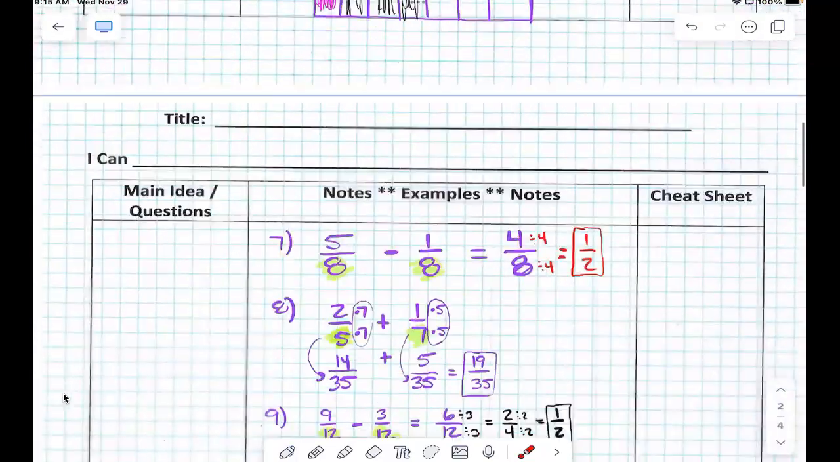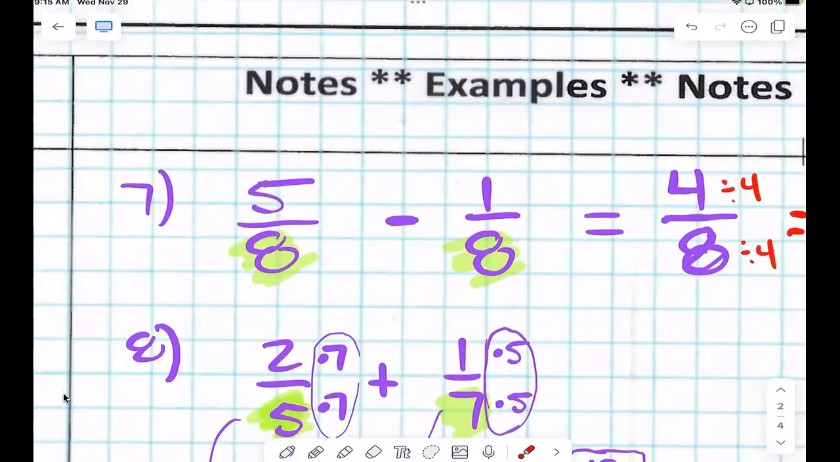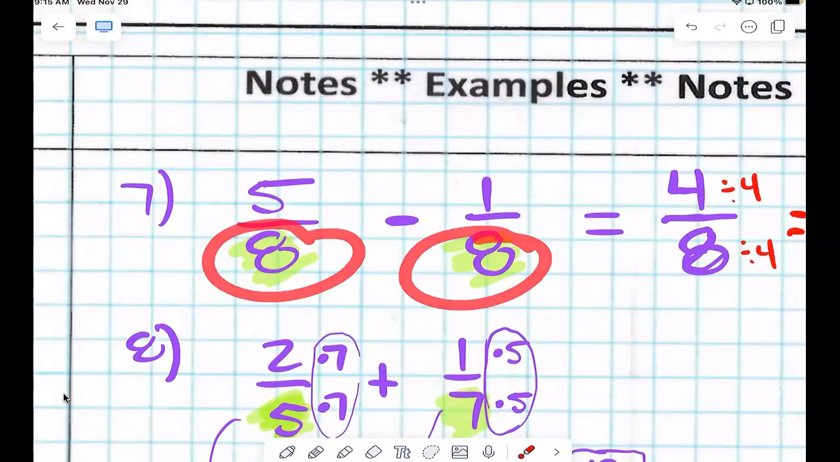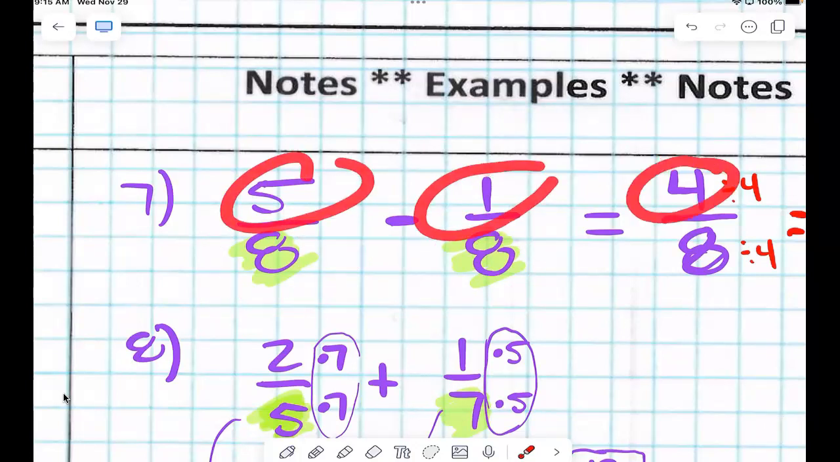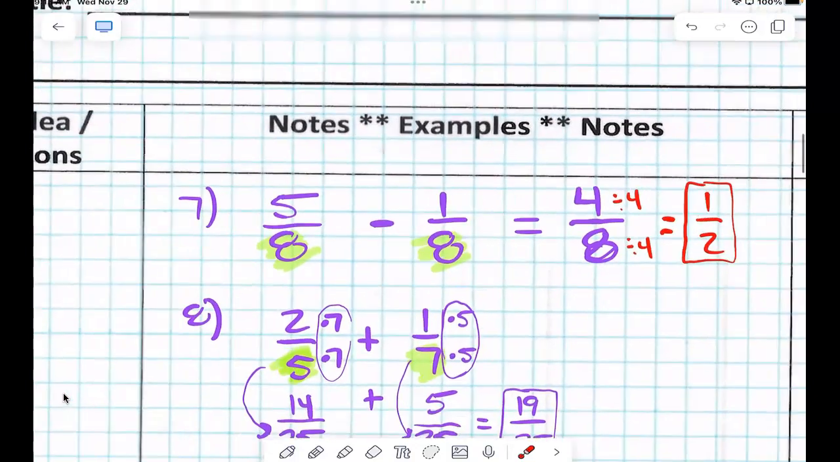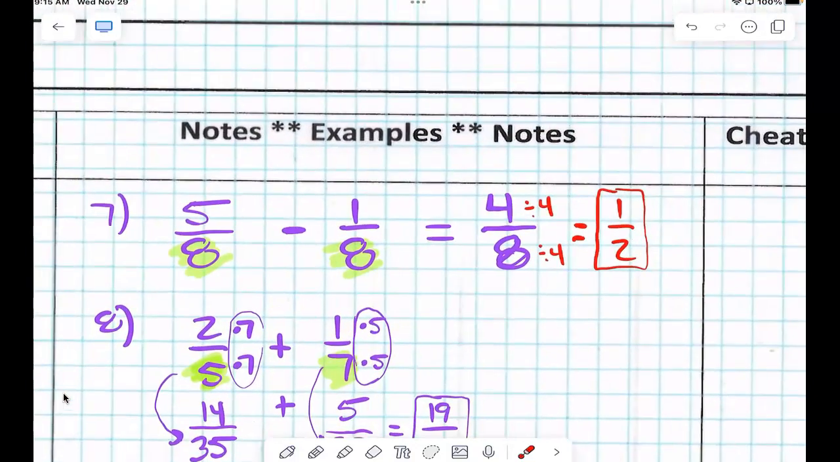Yes. How about this one? Denominator is the same? Yes. So can we just subtract? Yes. So what's 5 minus 1? 4. But that's not the answer, right? Yes. Why isn't that the answer?